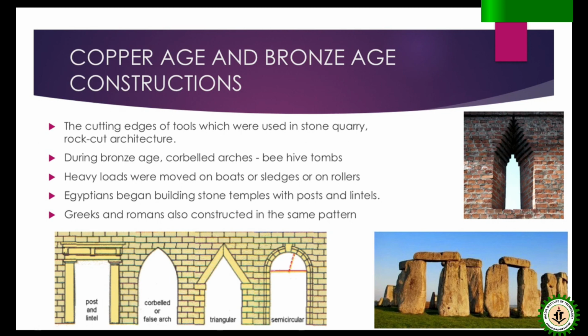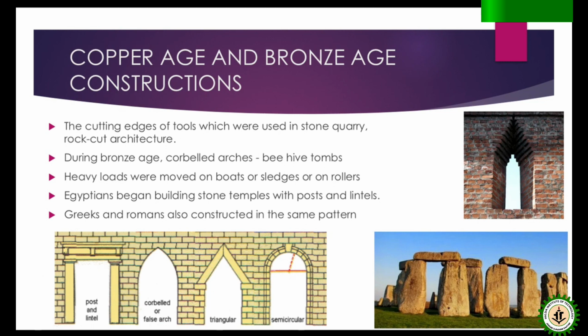So settlement is done. They have food, water, everything in place. Now they concentrated on the construction side, architecture, art. During the Bronze Age, corbelled arches and beehive tombs were developed. See, this is called the corbelled arch. It looks like this. You can see here, this is post and lintel. This is post and lintel construction. This is corbel arch, triangular arch, semicircular arch. These are the types of arches.